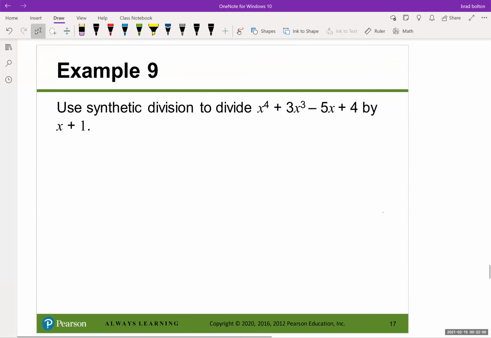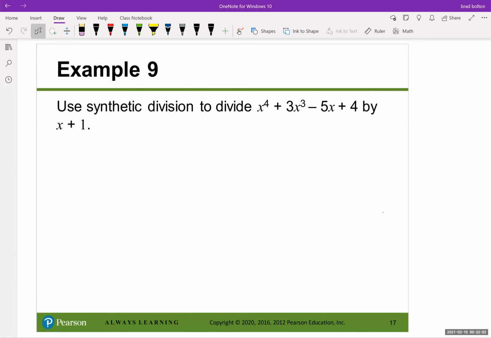Okay. So let's try one more with synthetic. You guys pause the video and give this one a shot. Okay, so the reason I wanted to do this last one is because this one is missing the x squared term. With synthetic division, every single term of every degree must be accounted for in some way. So we're going to say 1 for the x to the 4th term, 3 for the x cubed term. How many x squareds are there? There are 0 of them, minus 5 for the x term, and then 4 for the constant term. And then we're going to divide it by x plus 1, so we use -1.